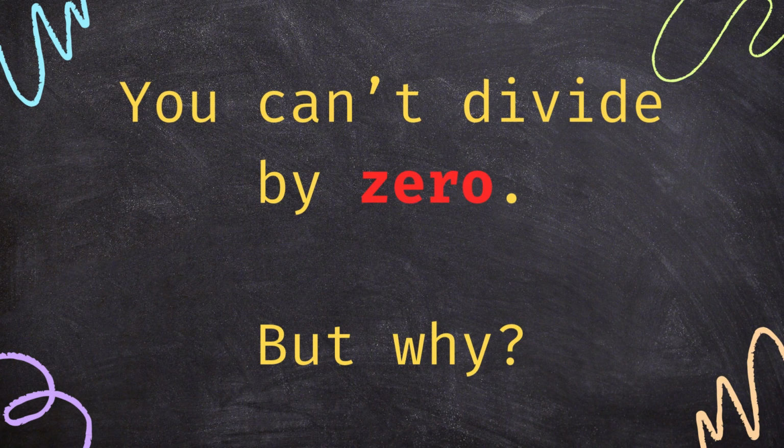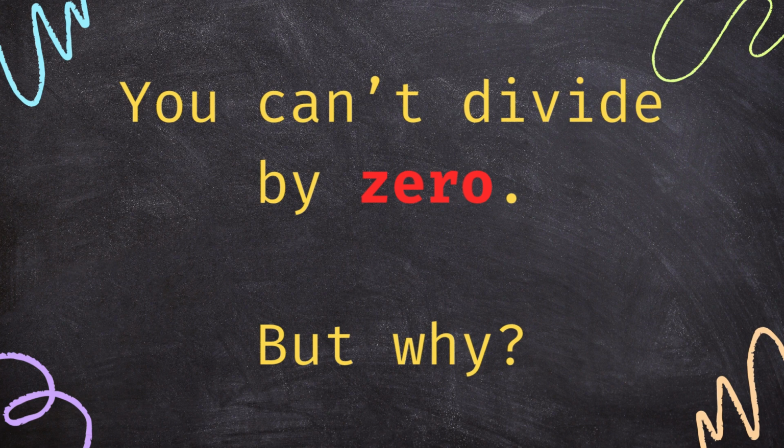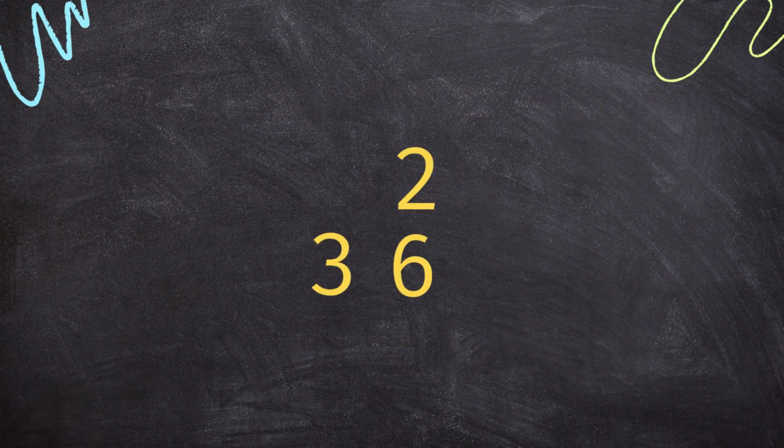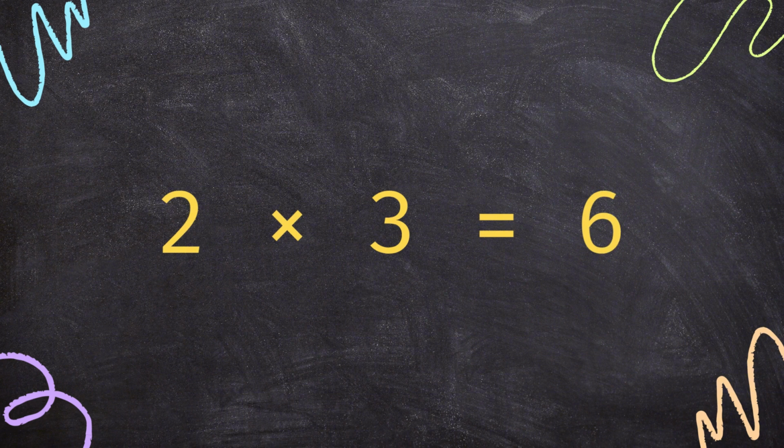Let's start with a simple question. What does division actually mean? If you say 6 divided by 3 equals 2, that means you're asking, what number times 3 equals 6? Because division is really just multiplication in reverse. 2 times 3 equals 6. Easy enough. Now let's try the forbidden operation.